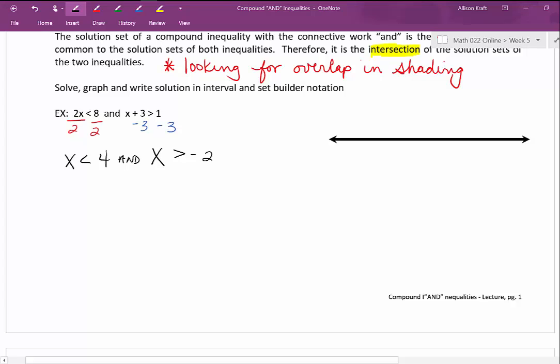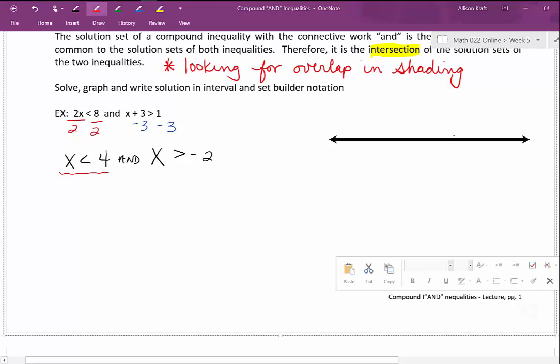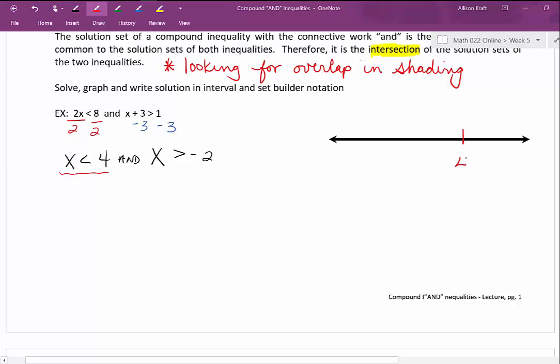I'm going to graph both of these inequalities on the same number line. I'll start with x is strictly less than 4. I find 4 on the number line. Here we are. X is strictly less than that, so that means that I'm going to be shading to the left, since less than is to the left, and it gets an arrow at the end. Since it was a strict inequality, we use a parenthesis at 4 to indicate that we're not including 4.